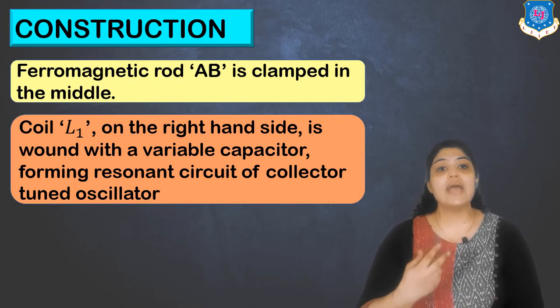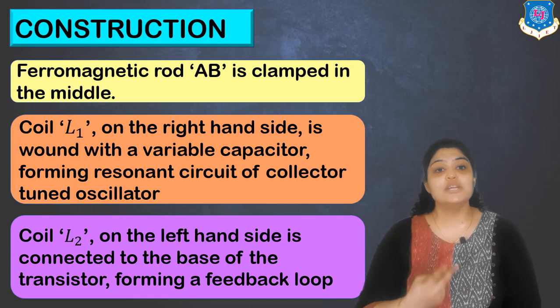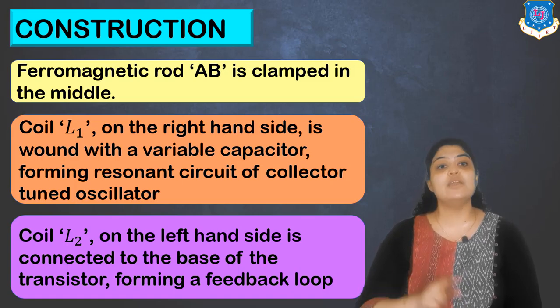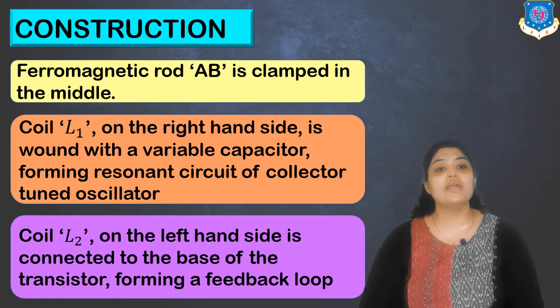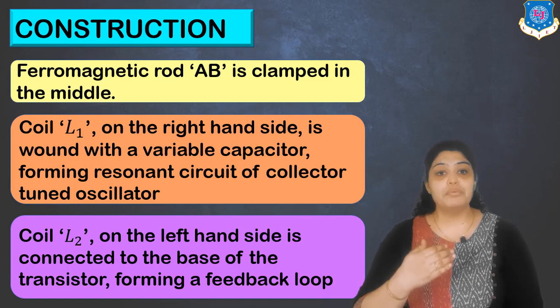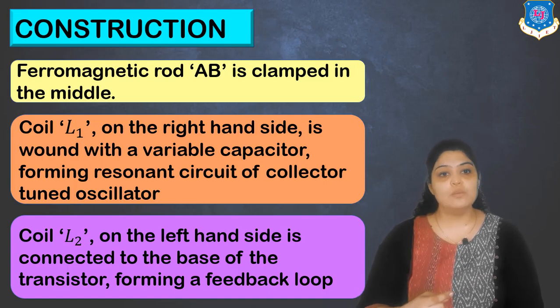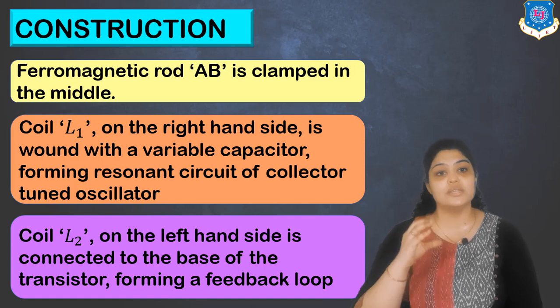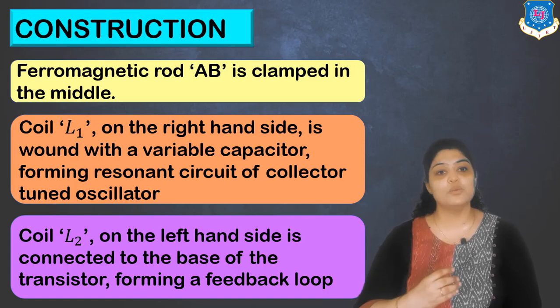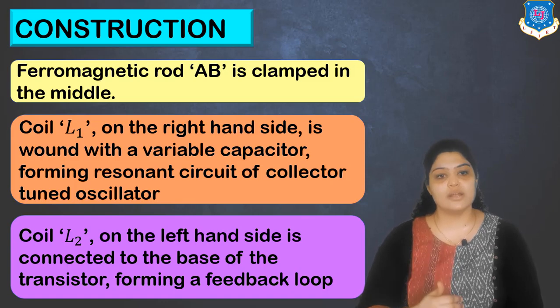Coil L2. I need two coils, obviously, because we need an alternating magnetic field. There is a coil L2 on the left hand side of the rod, and this coil L2 is connected to the base of the transistor, and it forms the feedback loop. To brief: we have coil L1 in parallel with a variable capacitor, and this connection, this LC oscillator, is connected between the collector and emitter of a transistor.